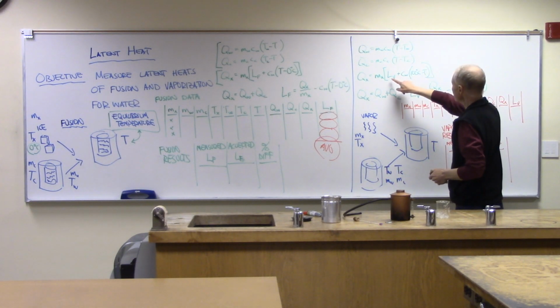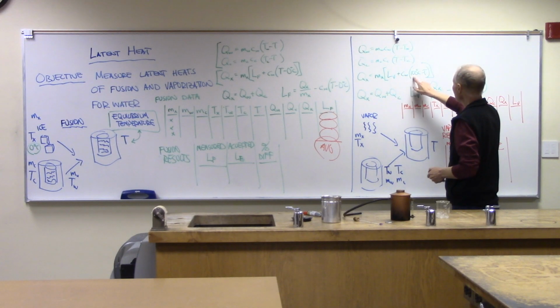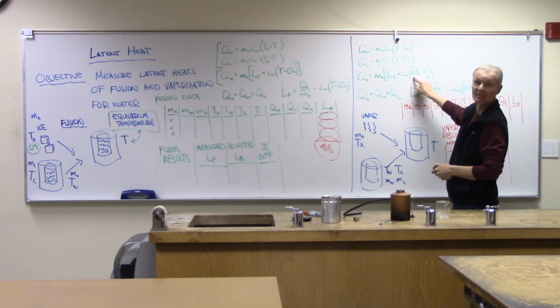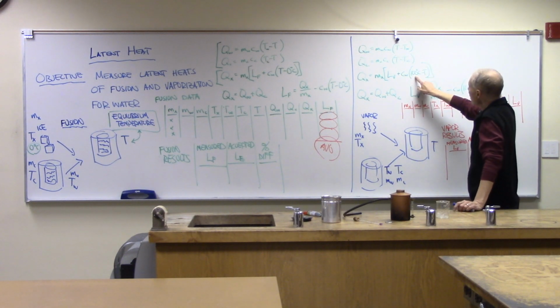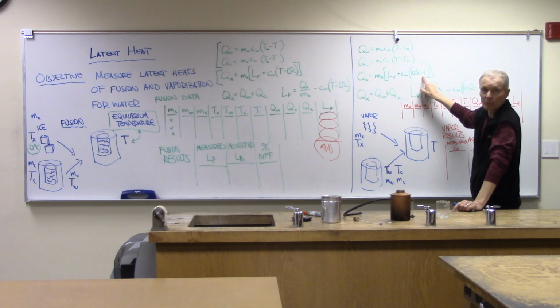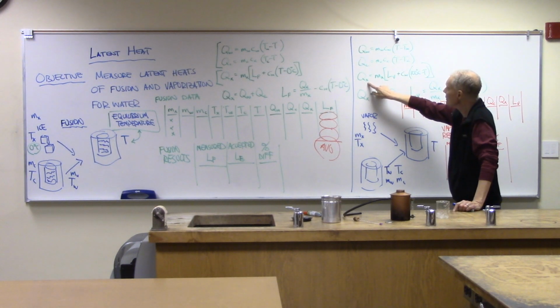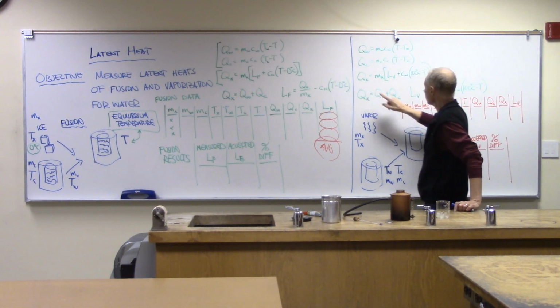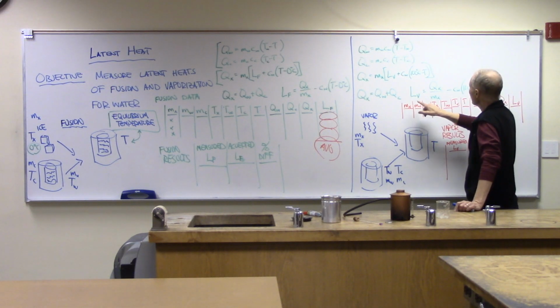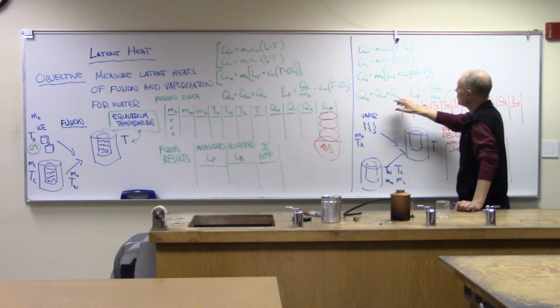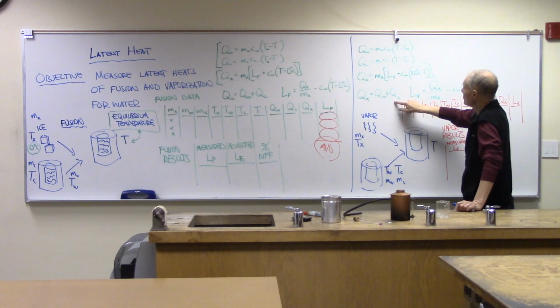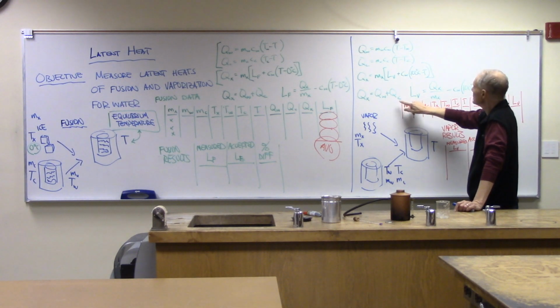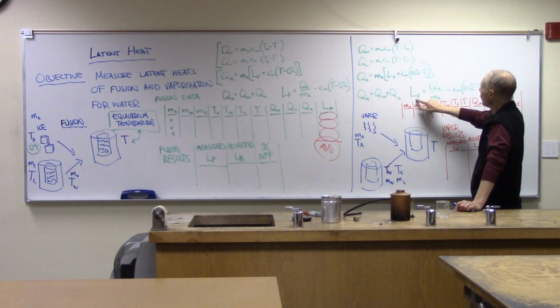Let's see, and so there's a latent portion to that, and then once the steam has condensed, it's going to drop in temperature from 100 down to the equilibrium temperature. So this is the heat coming in from the portion of steam. Now, same as before, we're going to say that the calorimeter is containing all the heat. And then finally, we're going to solve for the latent heat of vaporization.